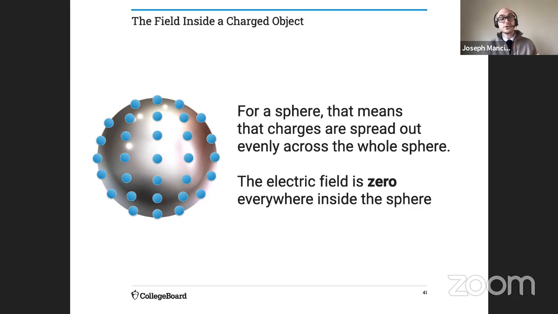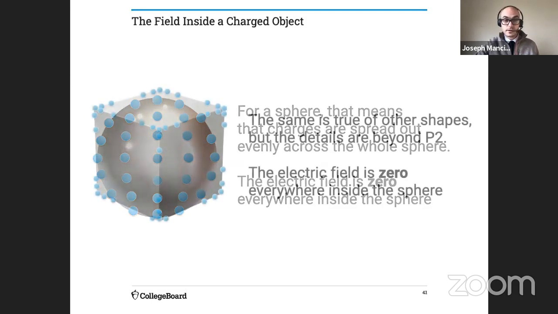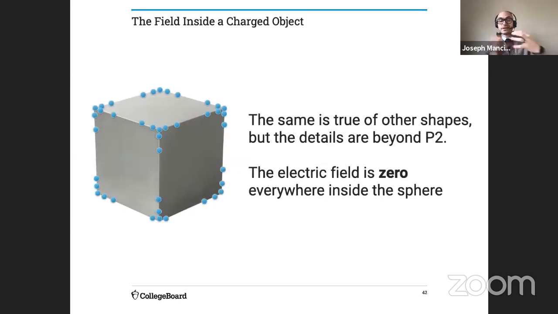But for other shapes that aren't spheres, the same is true. Charges organize themselves in such a way as to zero out the electric field inside the shape. That last word should say shape and not just sphere.